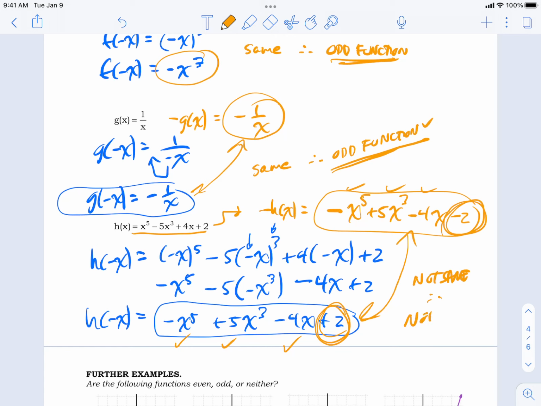Therefore, not an odd function. Okay, so that's how this works. It has to be a perfect match. If it ain't a perfect match, forget it. Throw it out the door.